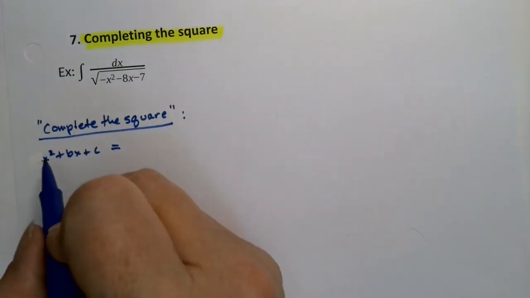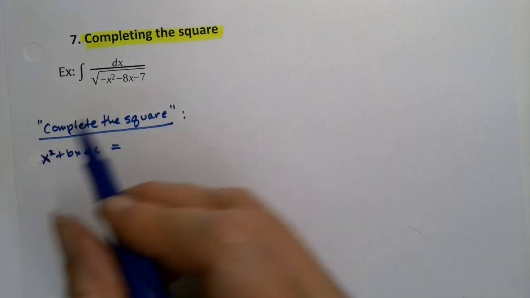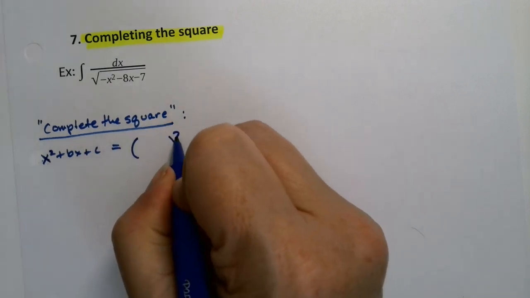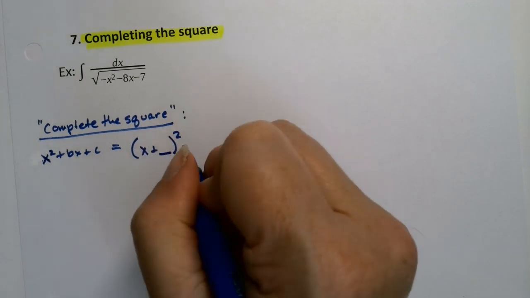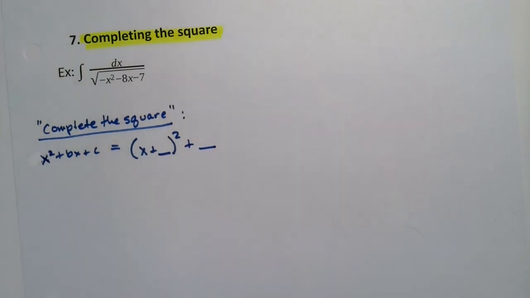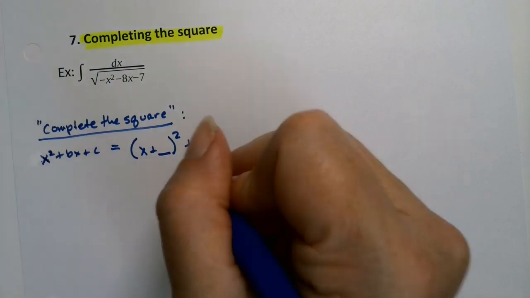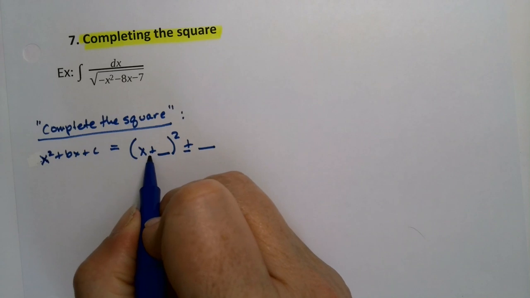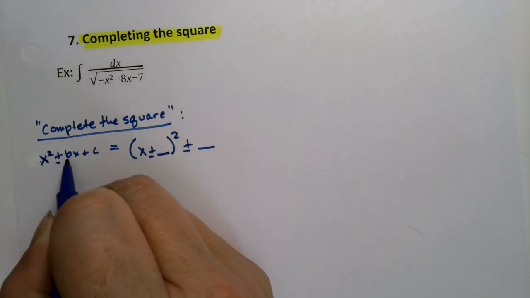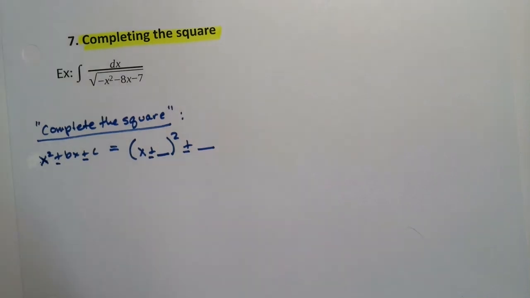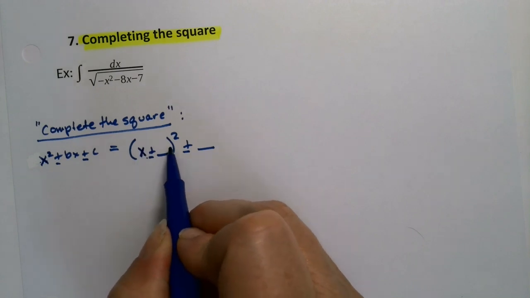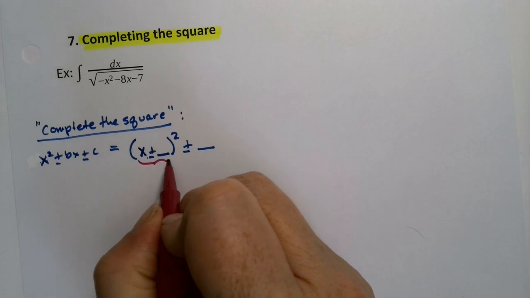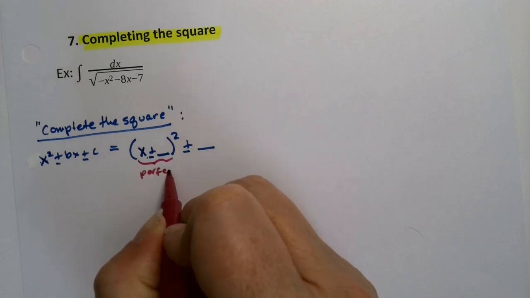There are ways to get around the a part by basically dividing everything by a. But anyway, so x squared plus bx plus c into x plus something squared plus something, right? Plus or minus, I guess I should say. That's your goal, right? And these could be plus or could be minus. It doesn't really matter, right? But that's your goal. It's supposed to be x plus something. You're completing the perfect square. This is called a perfect square, right? When you have x plus something squared.